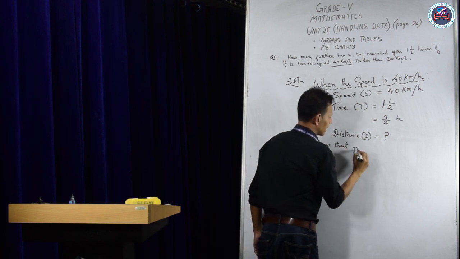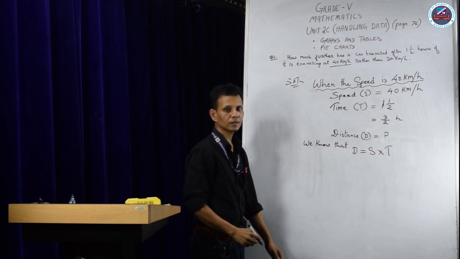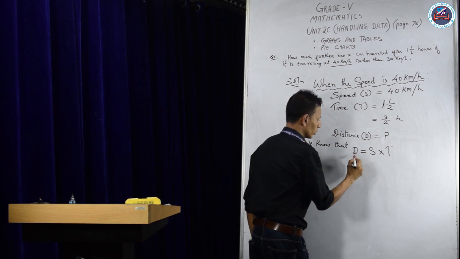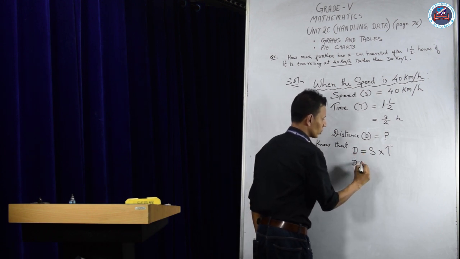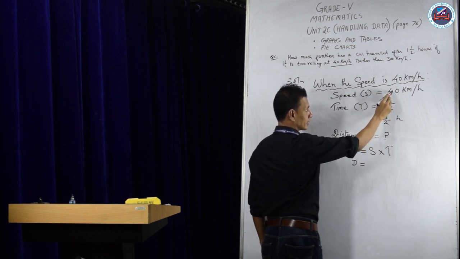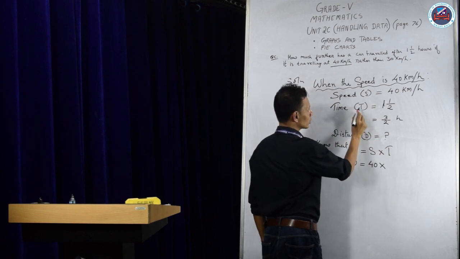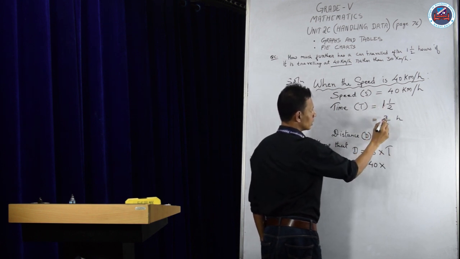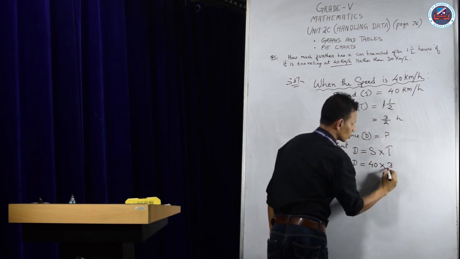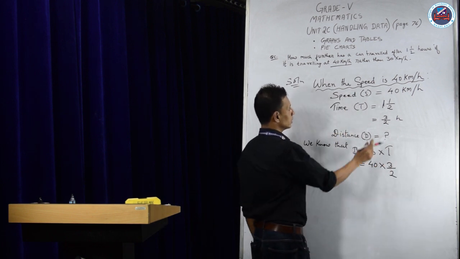the formula: distance is equal to speed into time. Since distance we don't know, we just write d is equal to. S we know, s is 40 km/h. Just take the number 40 only. Next is the multiply sign. Next is time. Time also we know. We convert this into an improper fraction. We got 3 by 2. Just write 3 by 2. You got it. After that, what do you need to do?